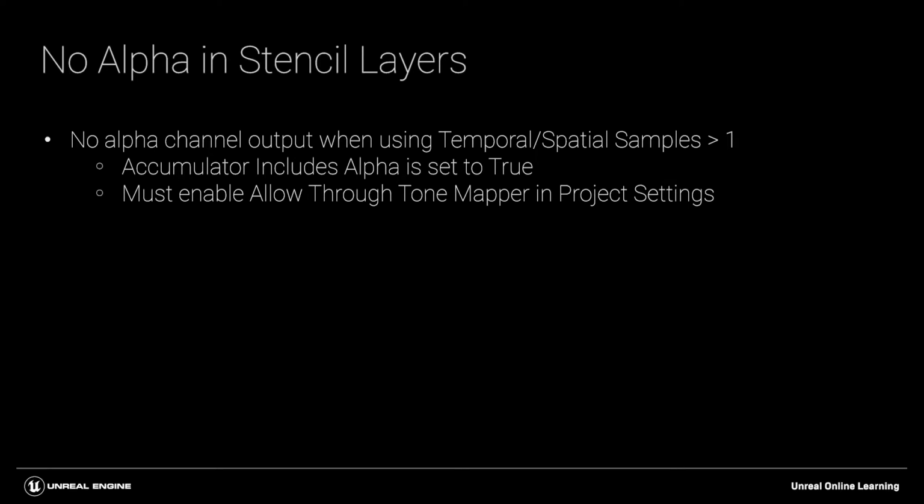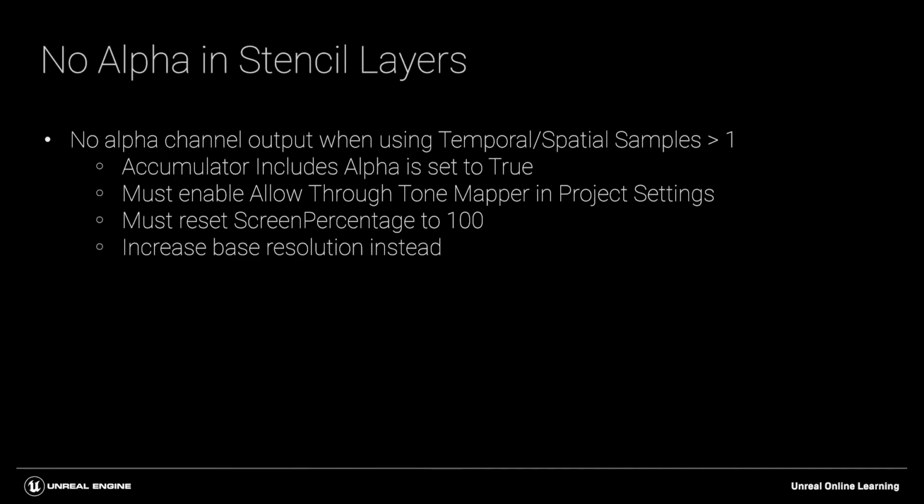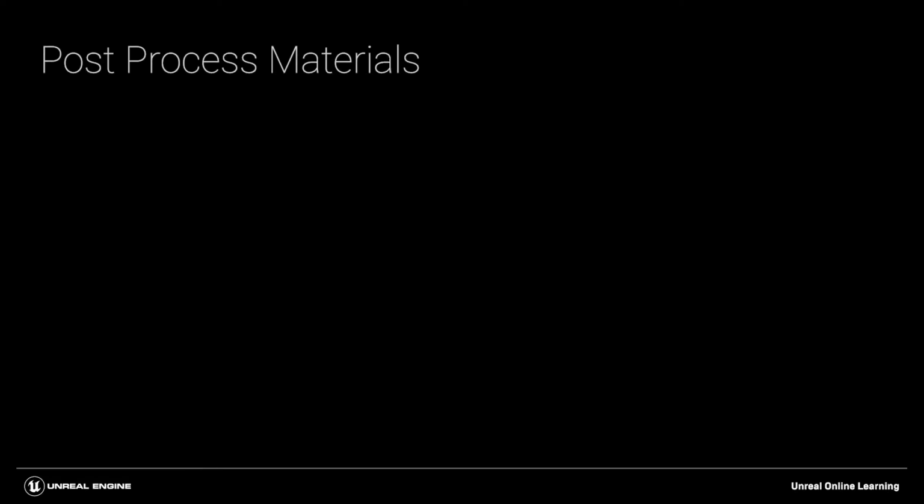But also, it's worth noting that using screen percentage, resizing does not support passing the alpha channel through that. So disabling screen percentage and increasing your base output resolution and resizing that in post is a better way to go. Next up is post-processing material issues.